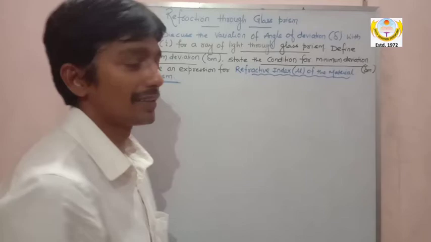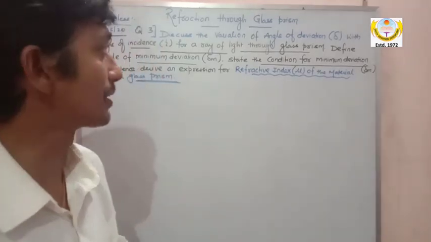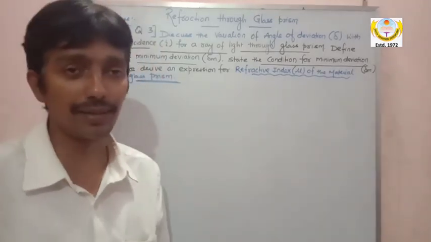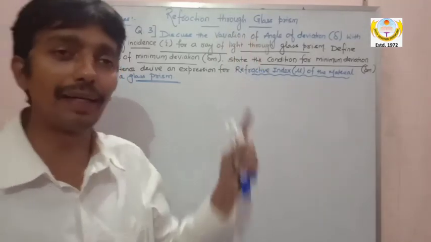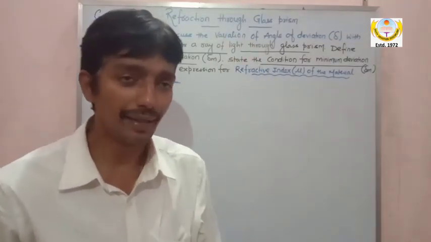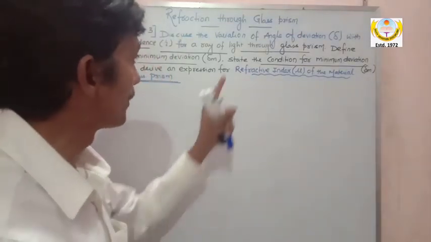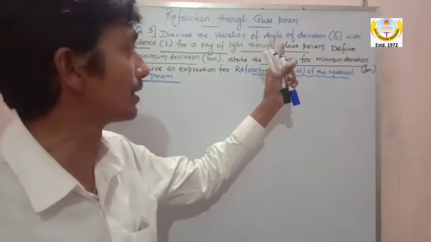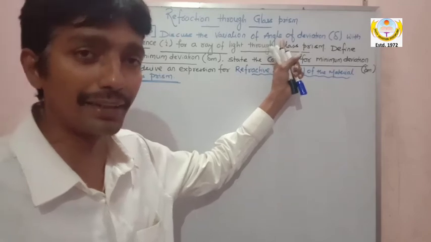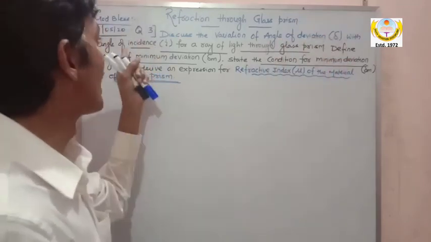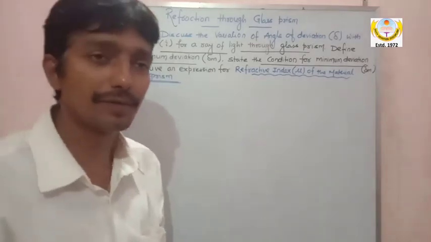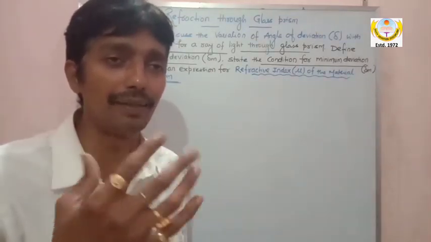My dear, this is the third video on the refraction through a glass prism, and the question is we have to discuss the variation. Now when you are talking about variation, it is a graph, right? So we have to draw the graph, and the variation between what? It is a variation between angle of deviation, that is delta, with angle of incidence I. So there is a variation we have to plot between the two quantities.